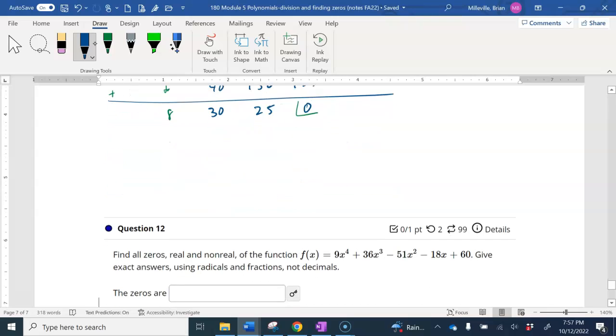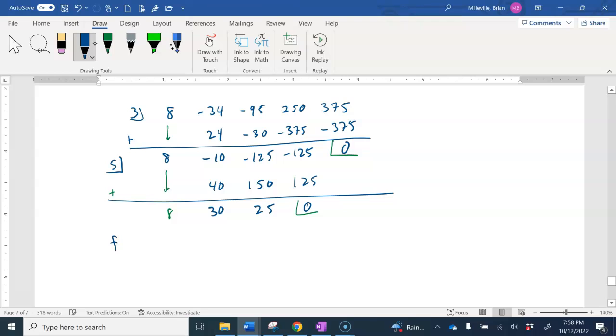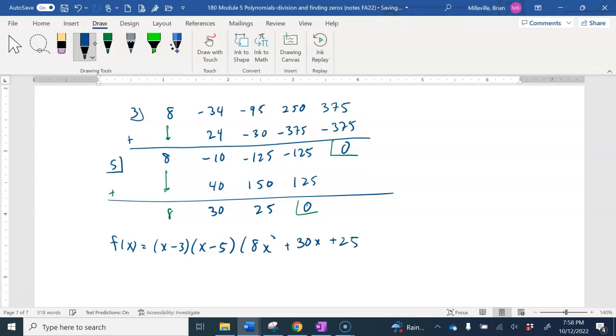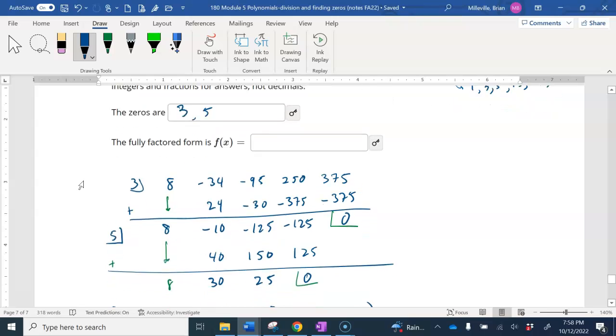So now we're writing out the factored form. What we're going to see here is that the function f of x, well, we had 3 as a root or a 0, so we can have x minus 3 as a factor. 5 was a 0, so x minus 5 was a factor. What's the remaining quotient polynomial? It's 8x squared plus 30x plus 25. Now our job is to fully factor that for this problem, which we can use either the AC method or the bottoms up method for. And we also want to find the remaining zeros.